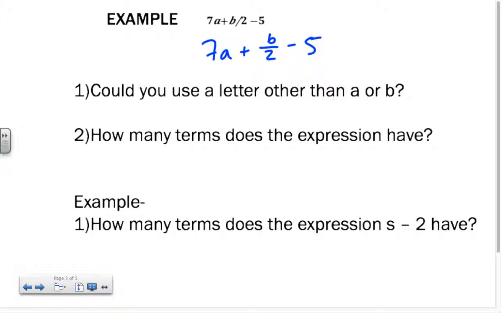How many terms does the expression have? Well, let's count how many things are separated by addition and subtraction. We have 1, 2, and 3. So there are 3 terms. Let's look at the next example. How many terms does the expression s minus 2 have? Most of you are going to sit there and immediately say, hey, there's 1. But remember, it's what's separated by addition and subtraction. So you're talking about s and negative 2, or 2. That is 2 terms.